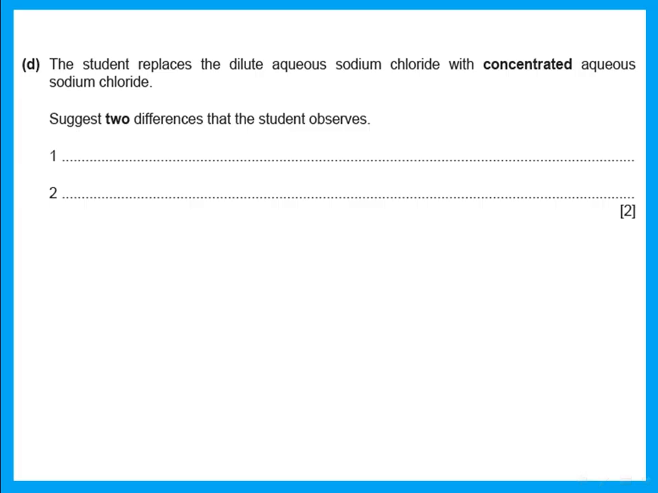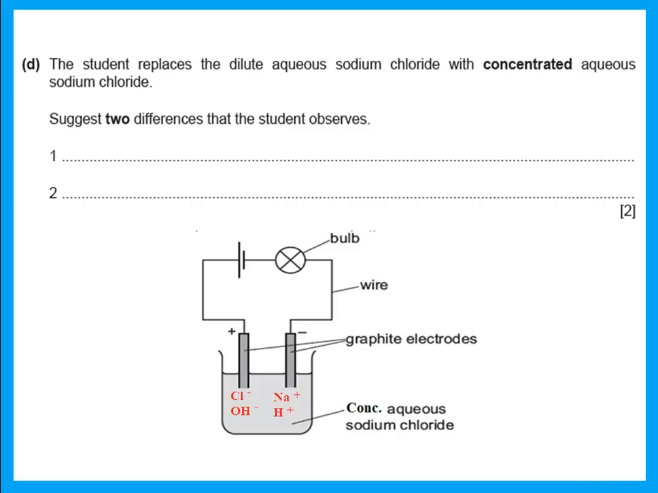The student replaces the dilute aqueous sodium chloride with concentrated. So instead of having dilute, now we have concentrated. What is the difference? Remember that concentrated means I have a lot of chloride ions. And we said when choosing what happens at the positive, is it the chloride that will react or the OH minus? We said the one present in larger amounts. So if I have concentrated aqueous sodium chloride, that means I have more chloride ions, and that means it forms chlorine. But what am I going to observe?